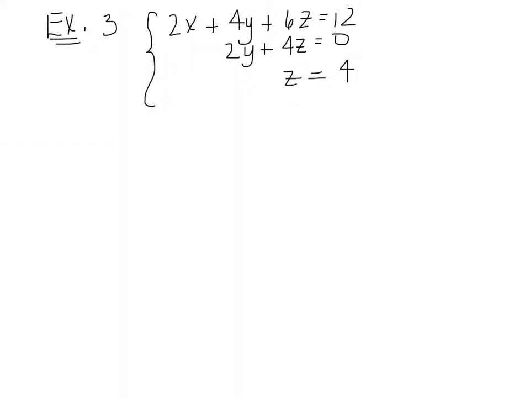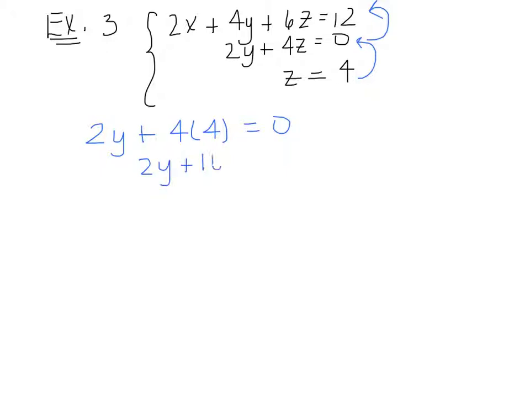Okay, in this last example, if you notice they've already given us z. So all you have to do is we're going to work our way up. So we'll start from the bottom. And you'll get 2y plus 4 times z. Well, we already have z. So 2y plus 16 equals 0. Subtract 16. So y equals negative 8.